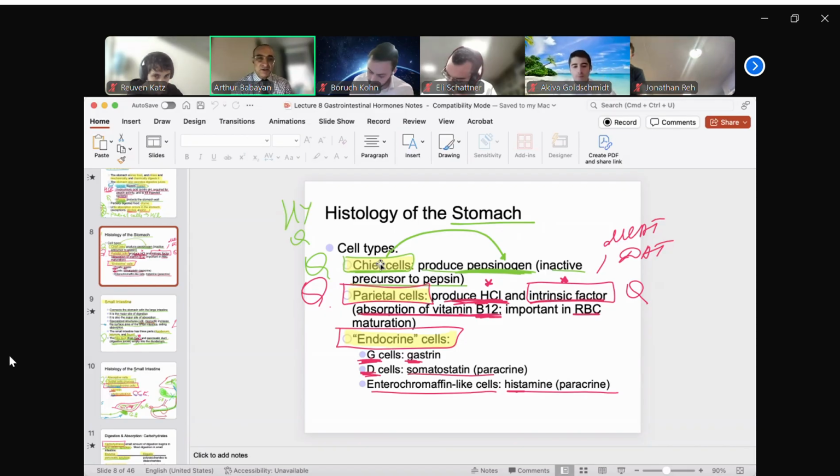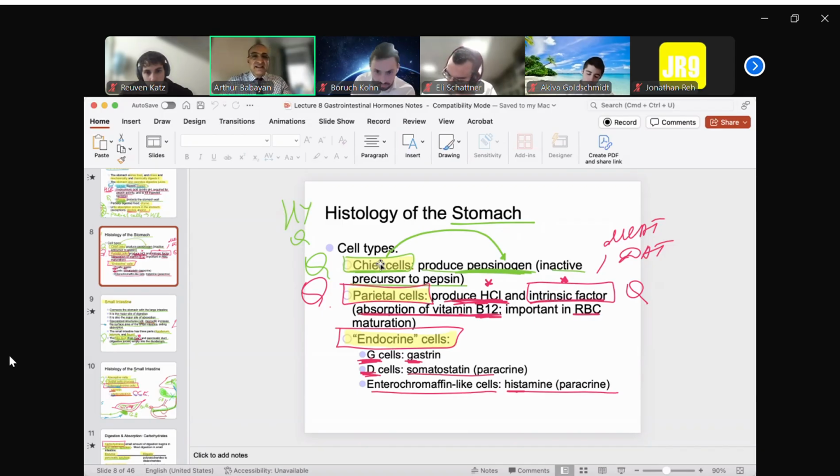Parietal cells produce hydrochloric acid and intrinsic factor, which helps absorption of vitamin B12, important for red blood cell maturation. We already mentioned that. Endocrine cells in the stomach: G cells produce gastrin. Delta cells produce somatostatin, that is paracrine.